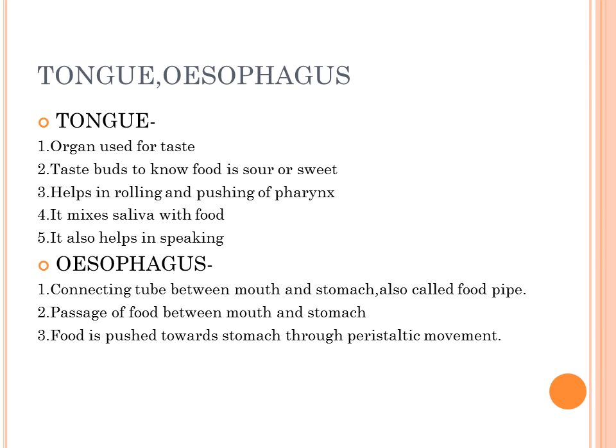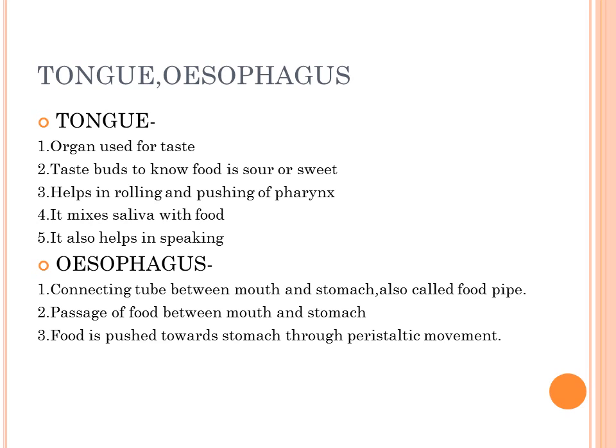Tongue and esophagus. The tongue is the organ used for taste. It has taste buds to know whether food is sour or sweet. It helps in rolling and pushing food towards the pharynx. It mixes saliva with food and it helps in speaking.